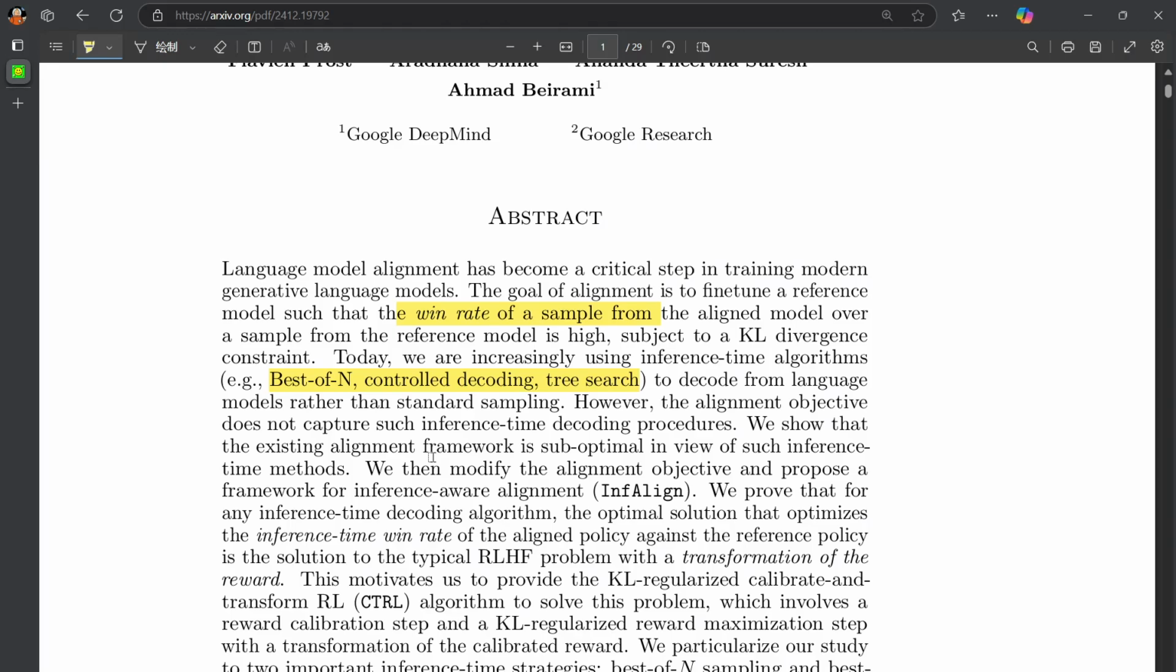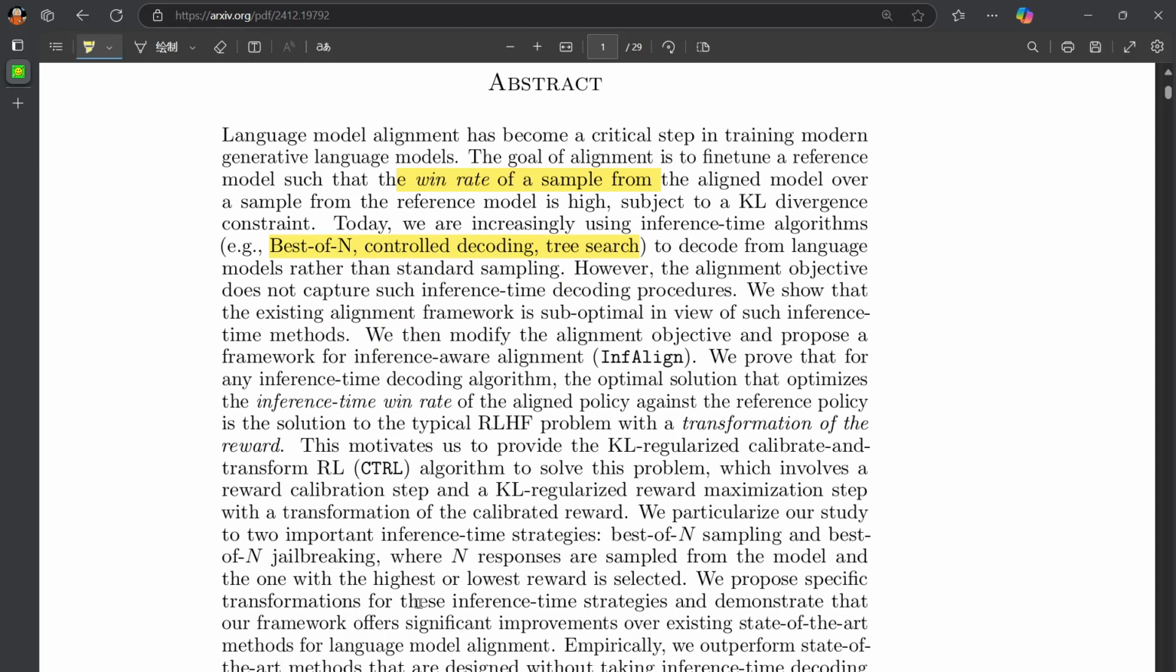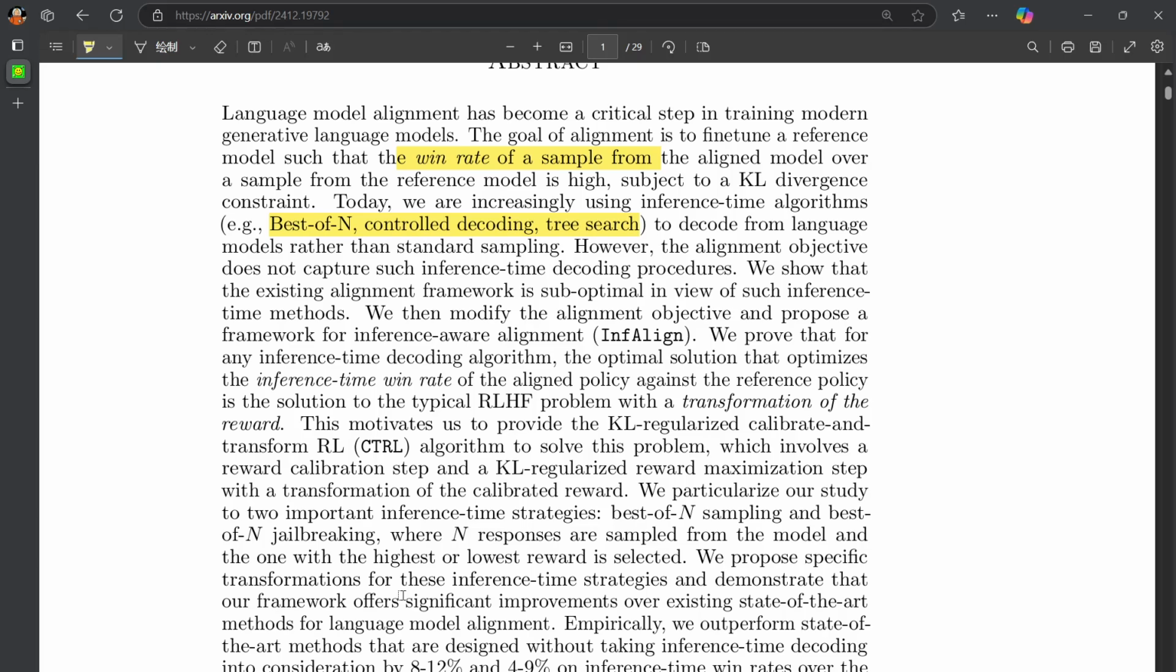Yeah, exactly. Or what if you're actually trying to find the worst possible output, like to test for safety issues? That's where things get really interesting, and that's where this paper comes in. Interesting. So they're saying that our standard way of training these models might not be the best way if we're using these more advanced techniques. Exactly.